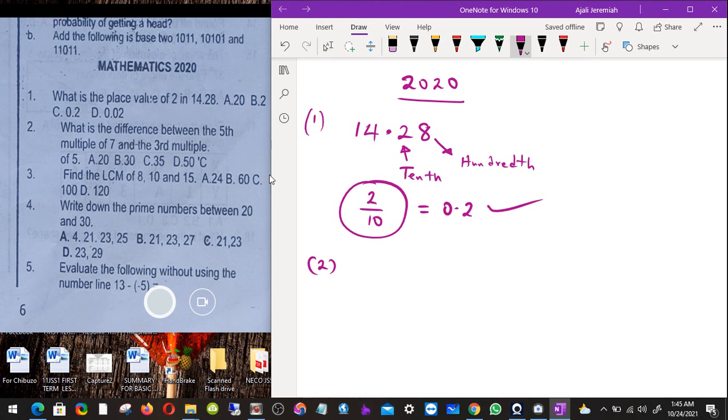Number 2, what is the difference between the fifth multiple of 7 and the third multiple of 5? Okay, the fifth multiple of 7 is 5 times 7, and that's 35. The third multiple of 5 is 3 times 5, and that's 15. And we're looking for the difference, so that gives us 20.